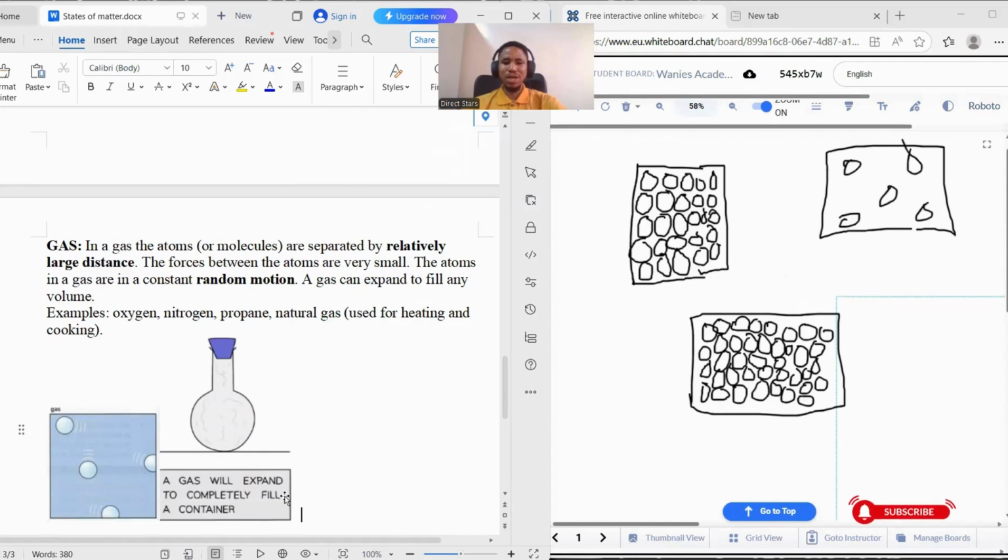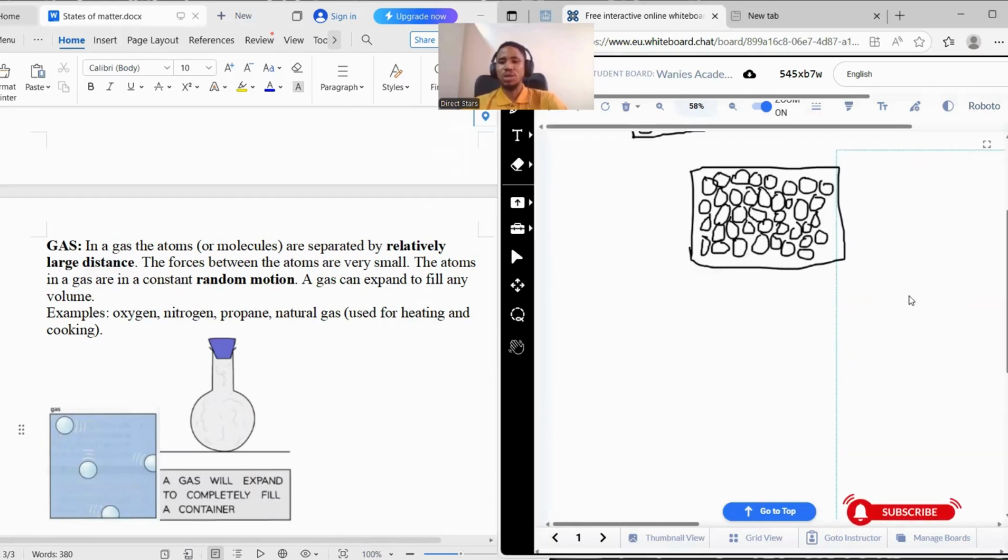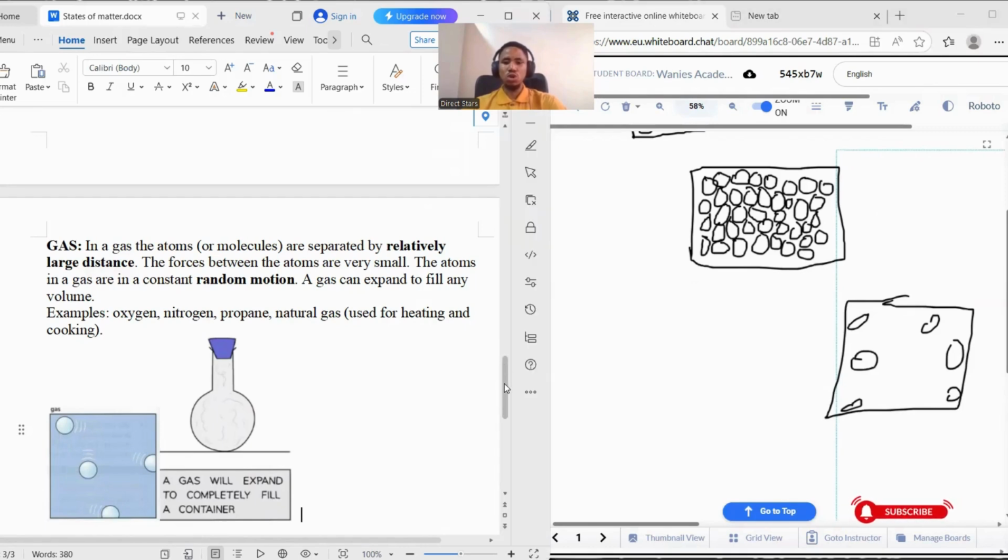So a gas will expand to completely fill a container. Even with little particles, they can fill up their container. How would they fill it up? Let me just say this is a container. When one gas particle is here, another is here, and another is there, and they are just moving randomly, then they'll fill up this container. That is how gas fills up its own container.